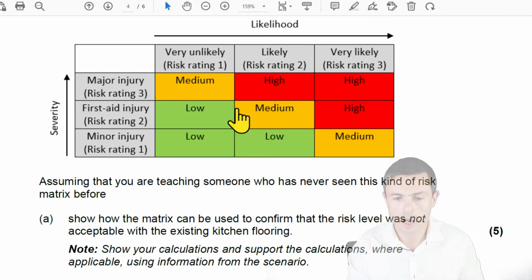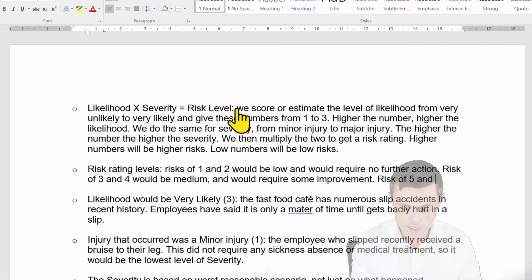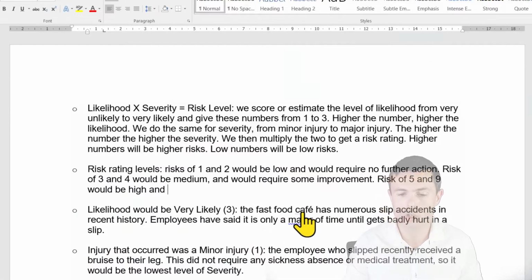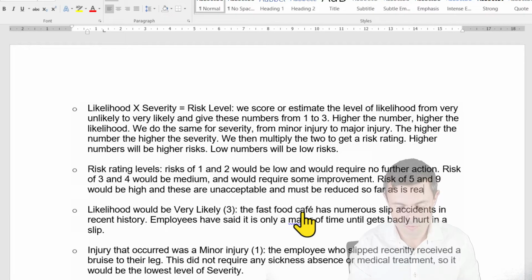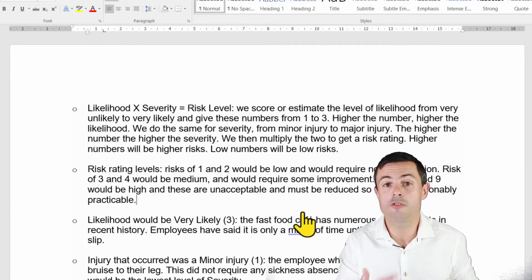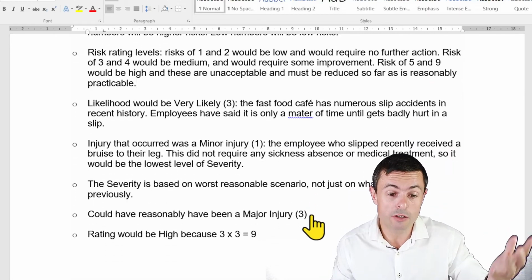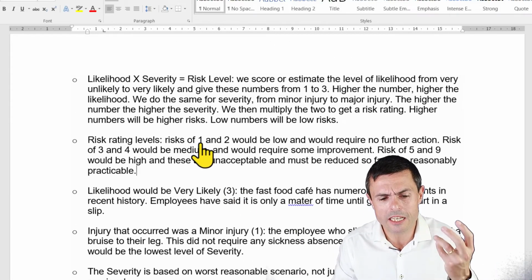Risks of, is it 5 and 6? No, 5 and 9. We've got 2 times 3 is 6 and 9. 5 and 9 would be high, and what was the question again? The question said non-acceptable, the risk level was not acceptable. Risks of 5 and 9 would be high, and these are unacceptable and must be reduced so far as is reasonably practicable. So that's given me 7 points now, and I only need 5, and I've added an explanation there.